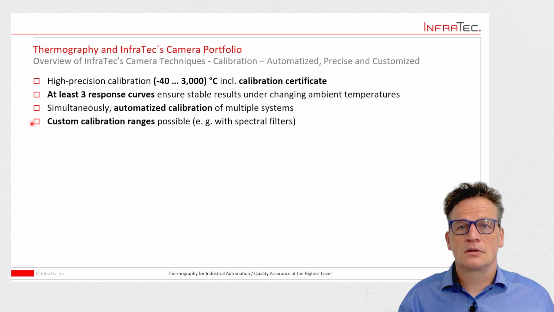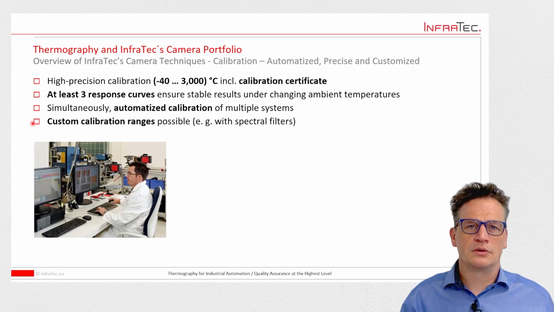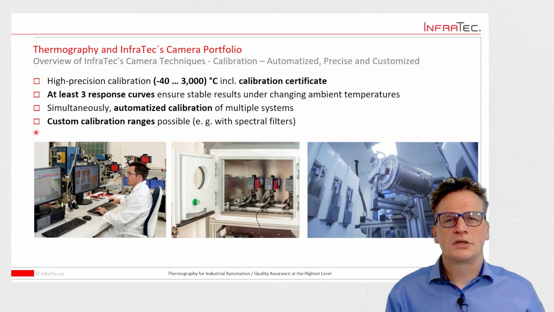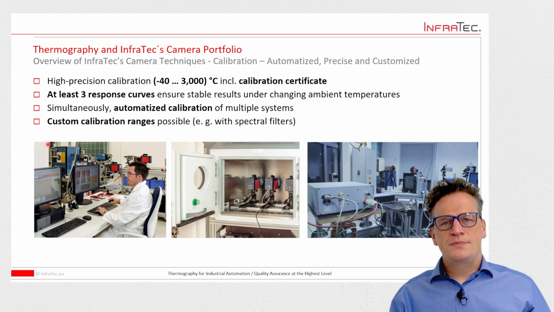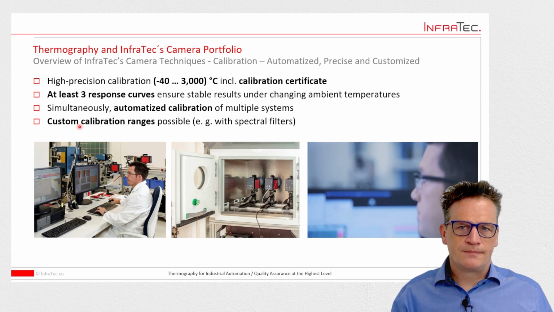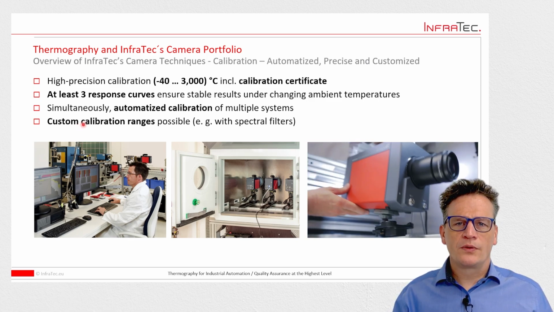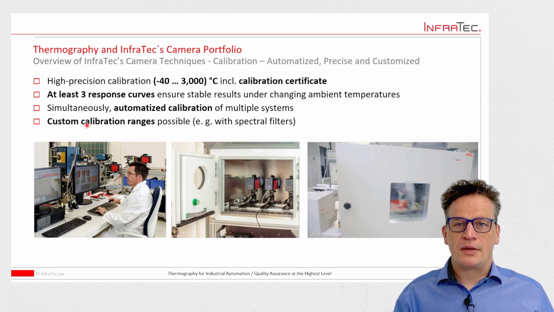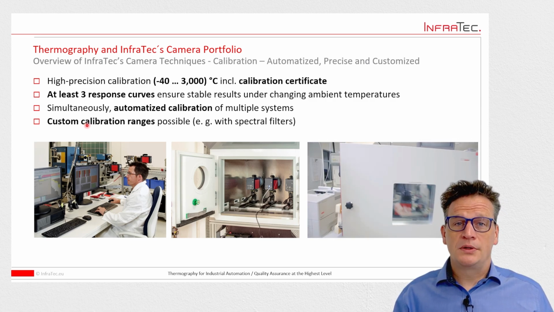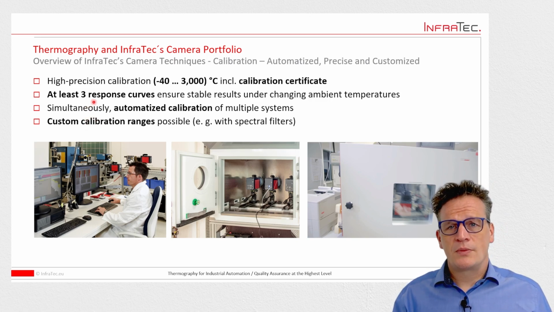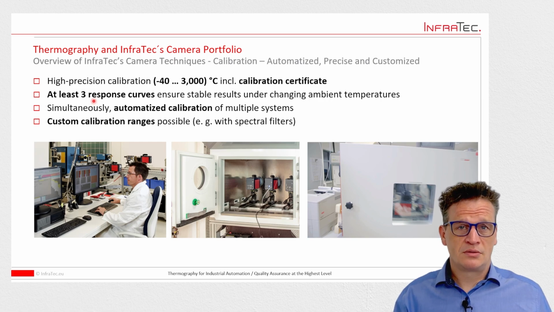Now let's talk about a true quality feature, the calibration. All of our cameras are radiometrically calibrated. This means they provide accurate measurements with a calibration certificate. They even come with multiple calibration curves, ensuring stable results even if ambient temperatures fluctuate. Especially in automated systems, where multiple cameras work together, precision is essential.